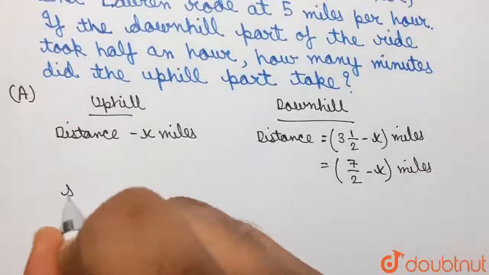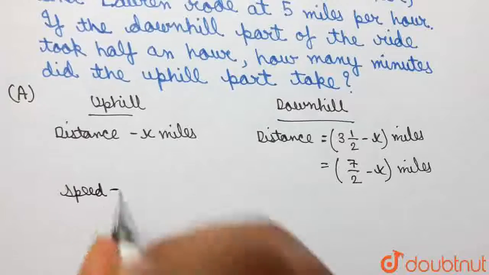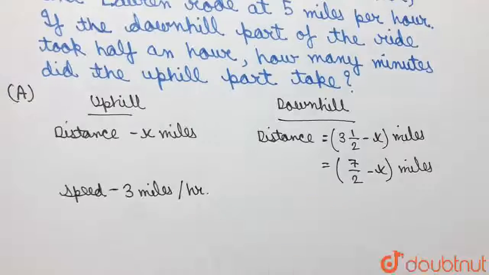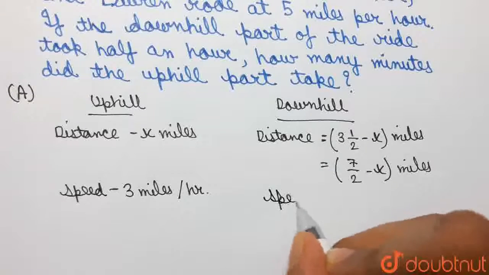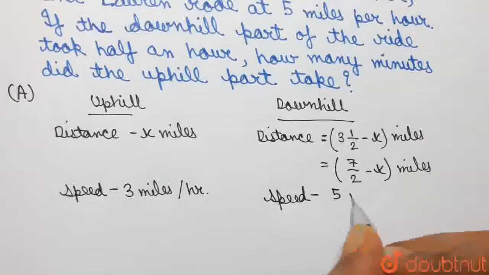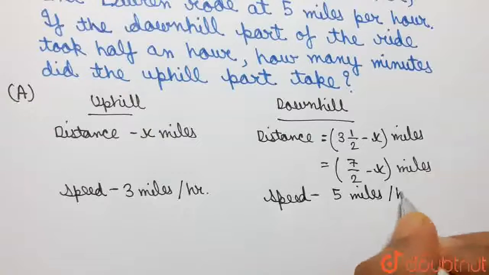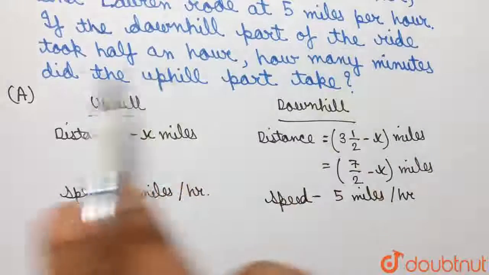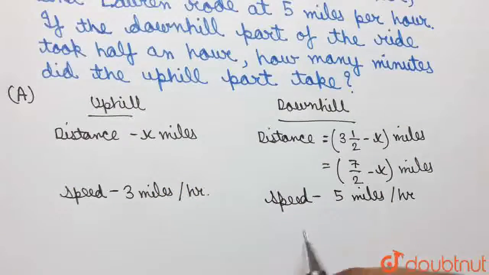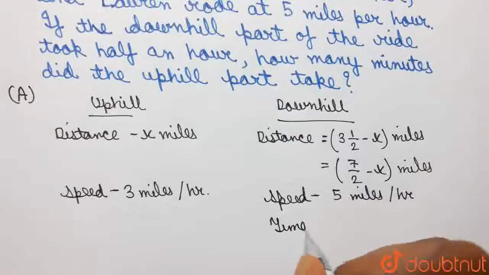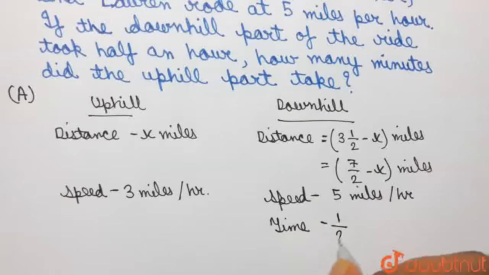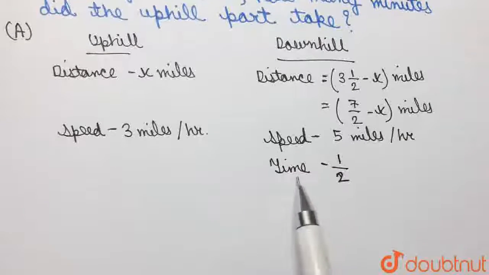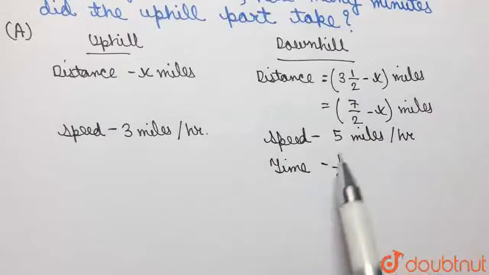For the uphill part of the journey, her speed was 3 miles per hour, whereas for the downhill part of the journey her speed is 5 miles per hour. Now one more piece of information that has been given in the question is that the downhill part of the ride took half an hour. So the time that she took for the downhill part is half an hour. Okay. Now as we know, time is equal to distance by speed for a constant speed process.